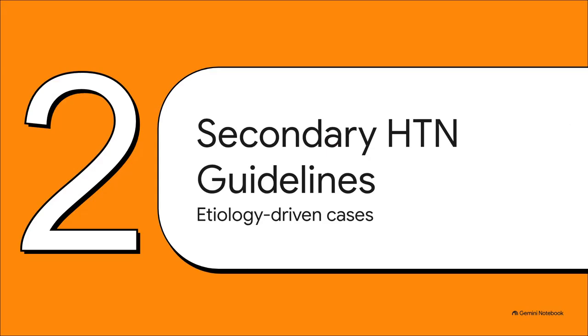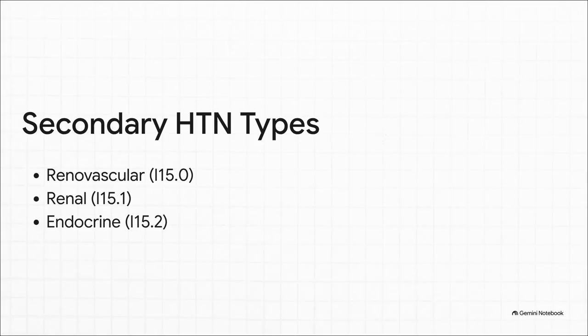All right, moving on to Section 2, Secondary Hypertension Guidelines. Let's see how causational coding works in these scenarios. So, unlike essential hypertension, secondary hypertension actually has a direct, identifiable underlying cause. The trick here is knowing exactly which bucket your patient falls into. Are we looking at renovascular hypertension at I-15.0, renal hypertension at I-15.1, or maybe endocrine hypertension coded over to I-15.2? Capturing this accurately is super important because it paints a much clearer picture of etiology-driven high blood pressure.